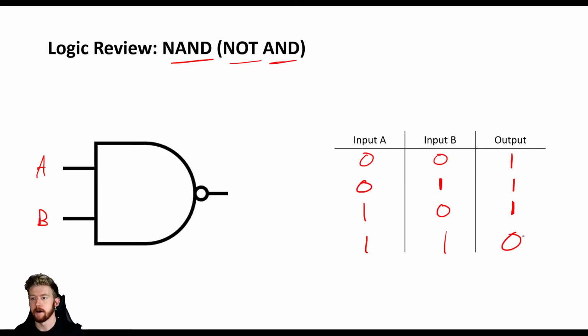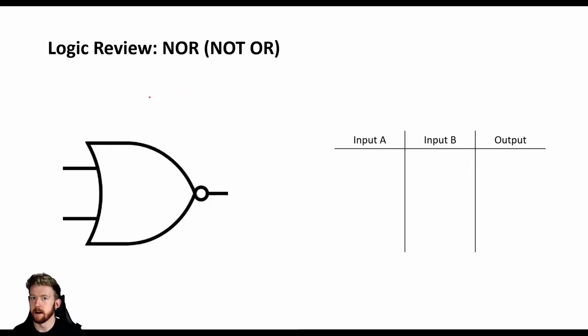Okay, so now we have a 0. So you can see that this NAND gate is the exact same as our AND gate followed by an inverter. So it's just the flipped output of an AND gate, or a not AND gate. Alrighty. So if there's a NAND, then that means that there must also be a NOR.